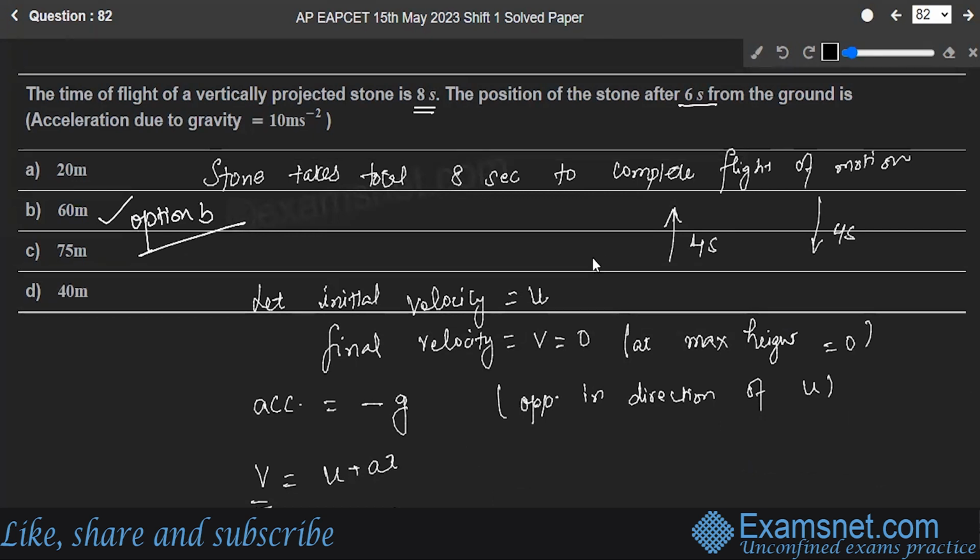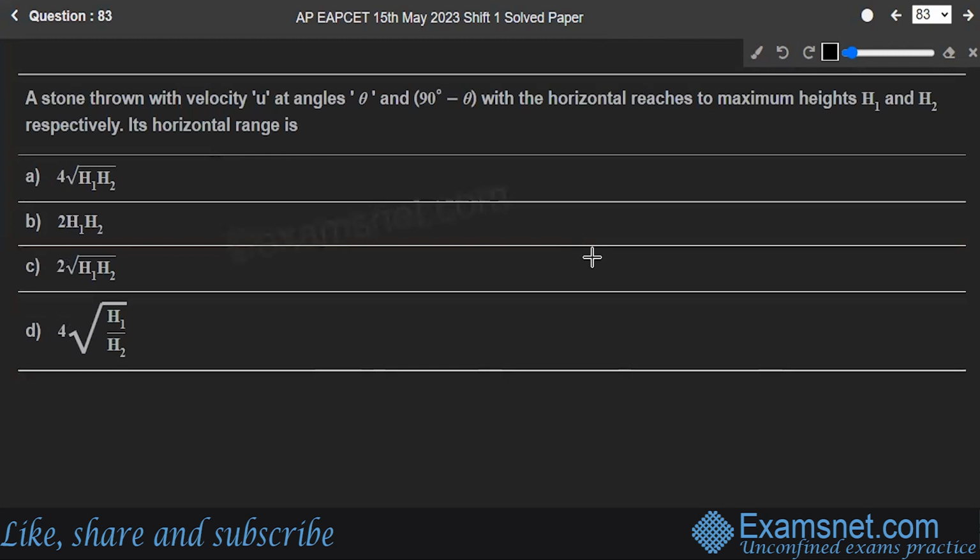Hope you understood this. Next is question number 83. A stone thrown with velocity u at an angle theta and 90 minus theta with the horizontal reaches the maximum height h1 and h2 respectively. Its horizontal range is asked. So you are given here that the initial velocity of the stone is u.